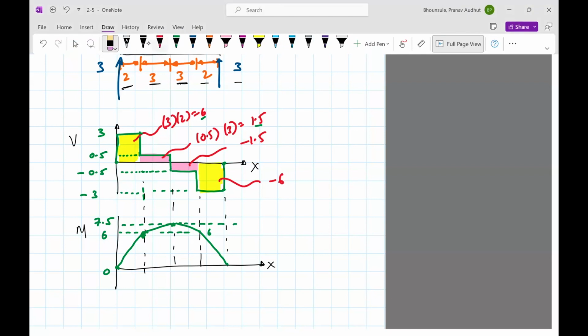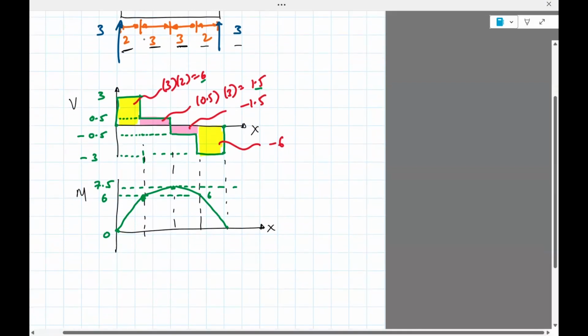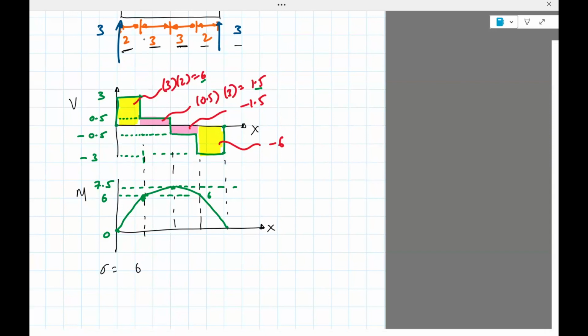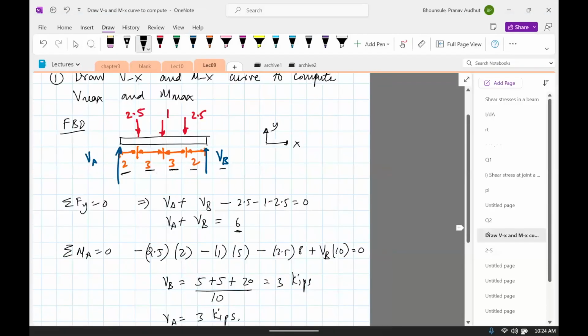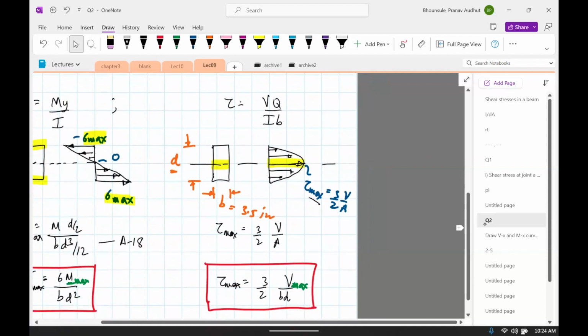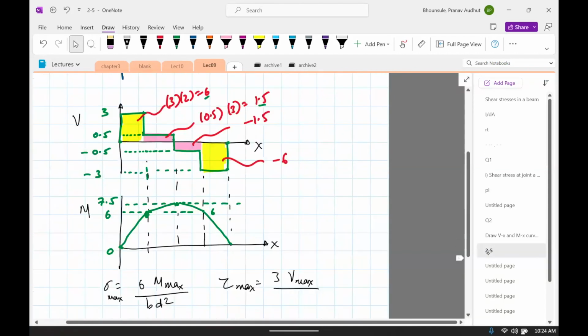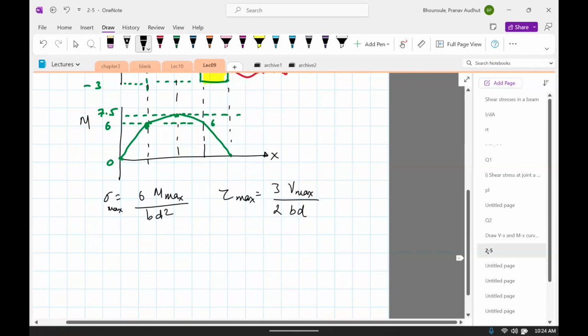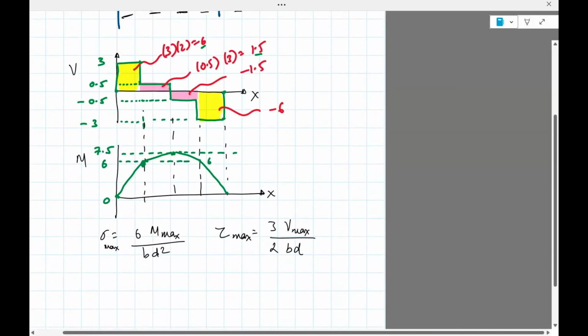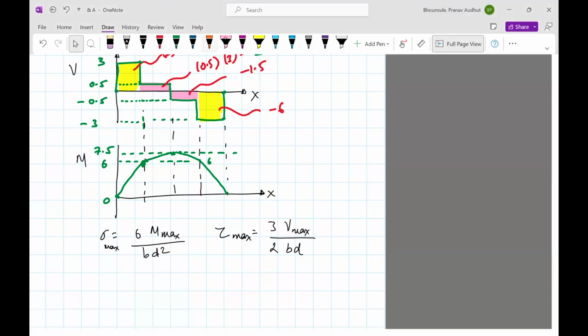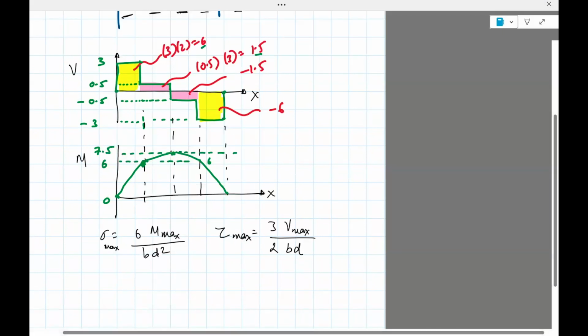Okay, I think now we are all set to think about this. So again, reminding you, sigma max is 6 M max divided by b d squared, and tau max is 3 V max divided by 2 b times t. Okay, so where is M max? Clearly, the maximum M is here.